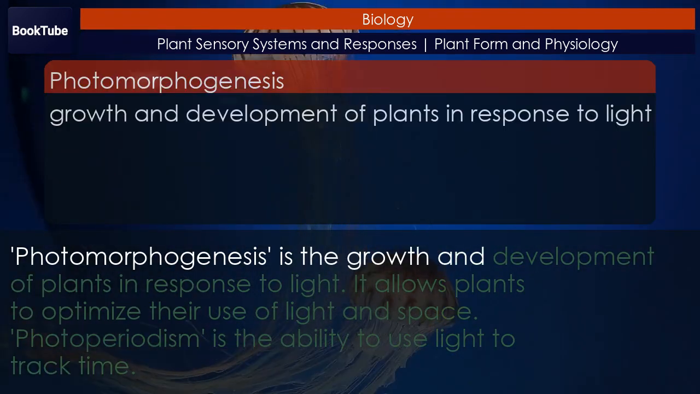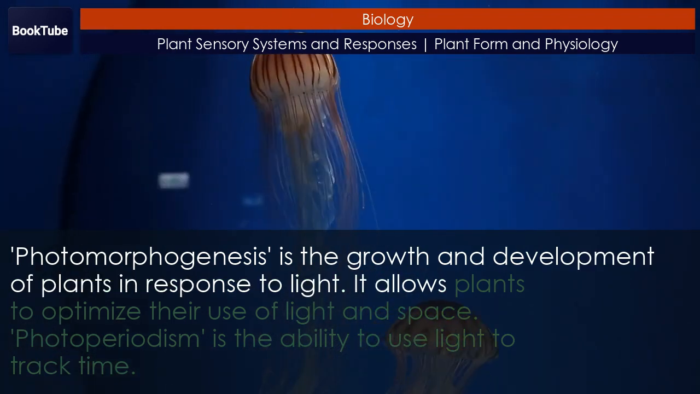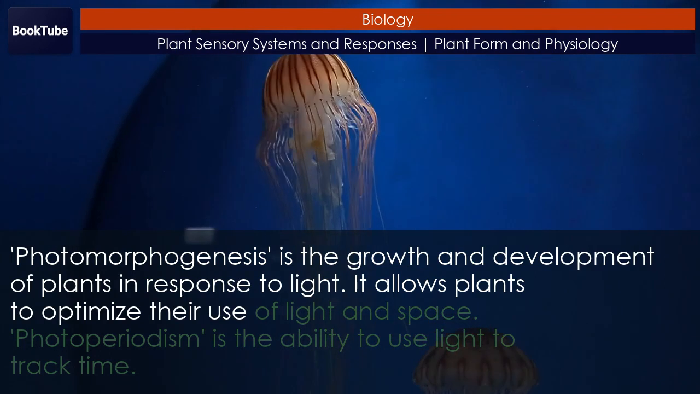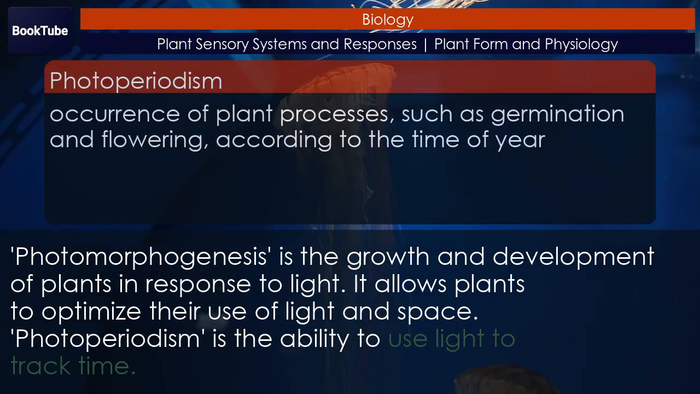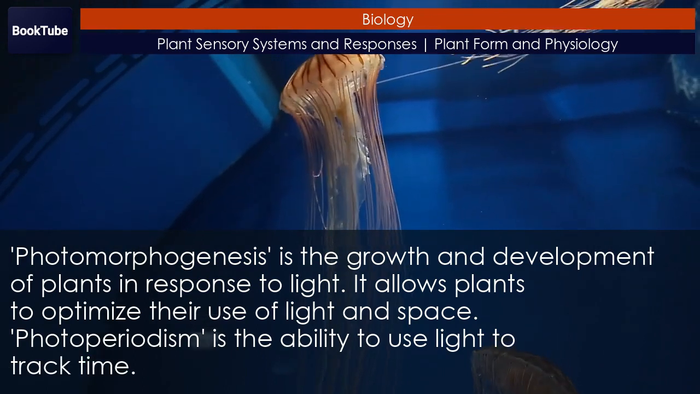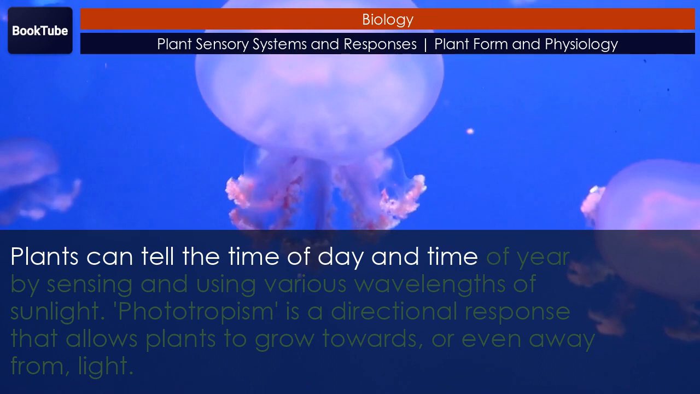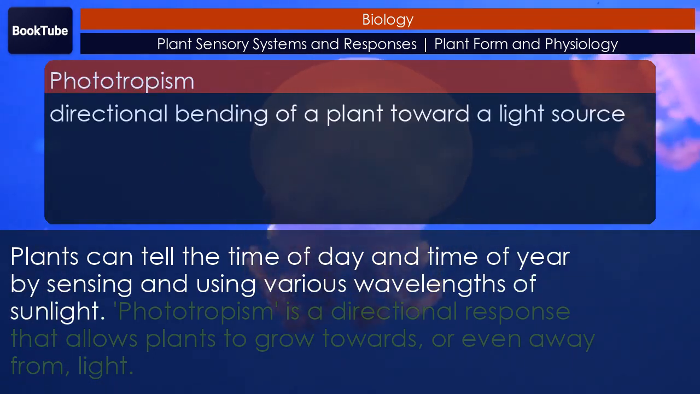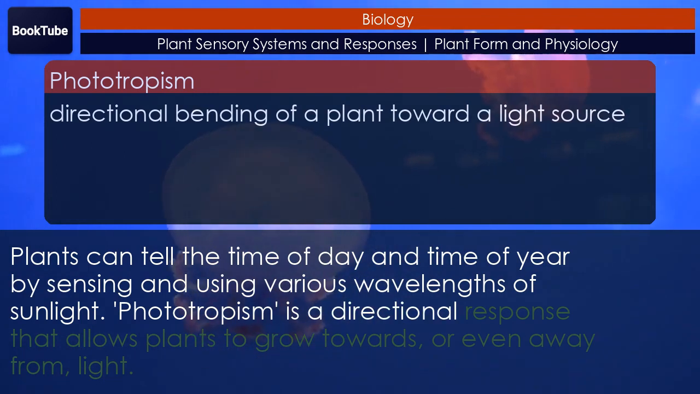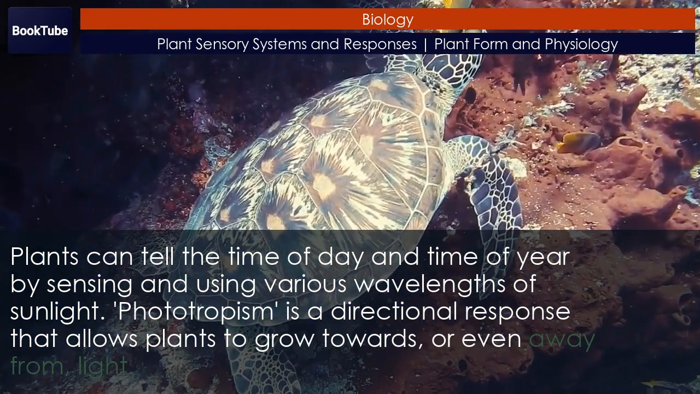Photomorphogenesis is the growth and development of plants in response to light. It allows plants to optimize their use of light and space. Photoperiodism is the ability to use light to track time. Plants can tell the time of day and time of year by sensing and using various wavelengths of sunlight. Phototropism is a directional response that allows plants to grow towards, or even away from, light.